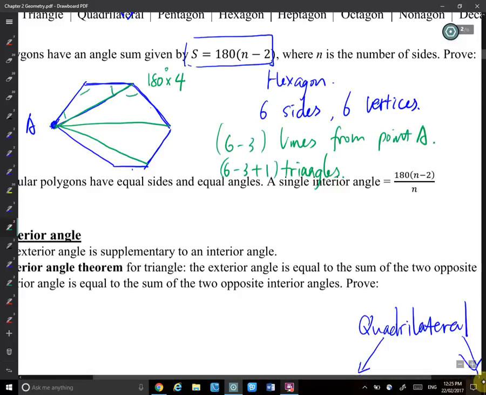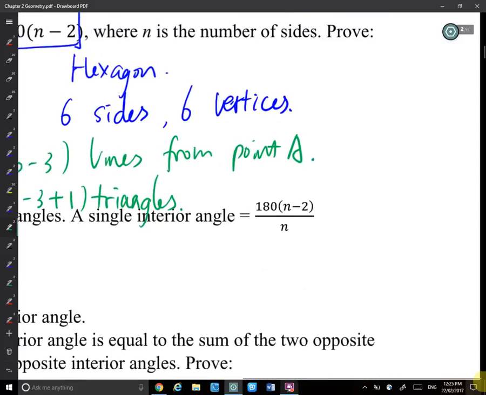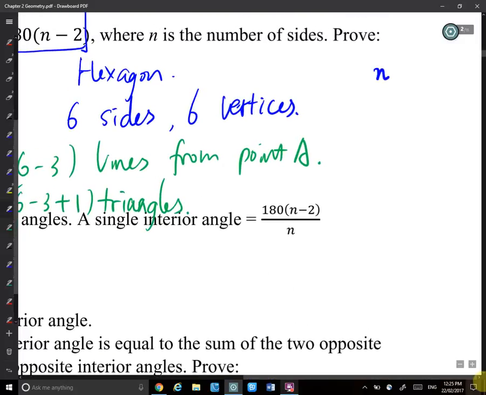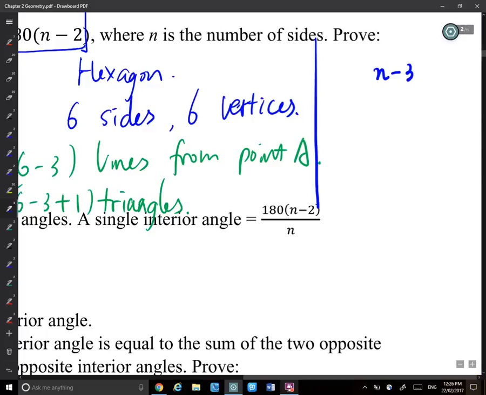All of those angles added together will be the inner angle sum of this hexagon, since it's all the triangles summed together. Now if you have n sides and n vertices, I can draw n minus 3 lines and make n minus 3 plus 1 triangles, and each triangle is 180 degrees. So the inner sum of all the angles is 180 degrees times n minus 2.